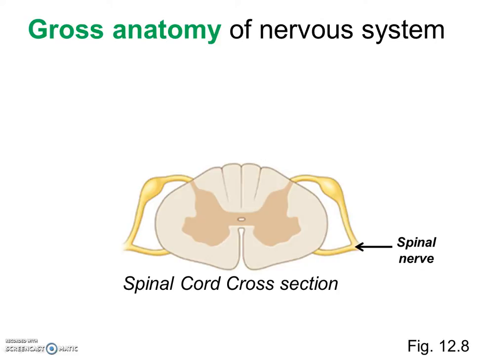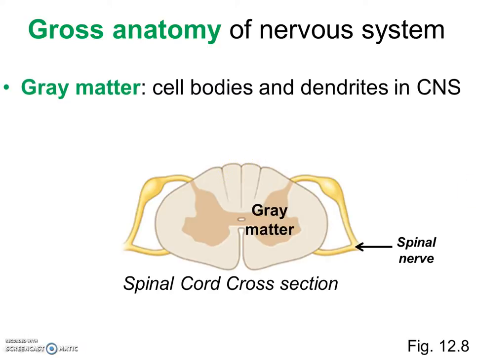The first thing that you'll notice is that in the spinal cord, there are two different colors. Those two different colors refer to what we call gray matter and white matter. The gray matter on the spinal cord is on the inside. It almost looks like a butterfly shape. When you look at this under a histological slide, it'll actually look gray, which is where the name comes from. In the gray matter are all the cell bodies of the neurons and the dendrites of the neurons in the central nervous system.